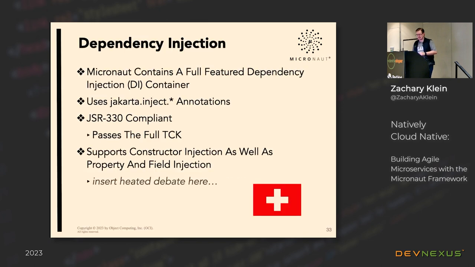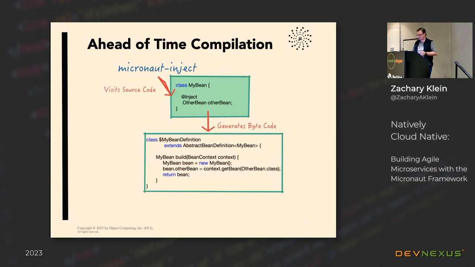Okay, let's talk a bit about dependency injection. So I mentioned that a couple times. One of the big core features of Micronaut is this full featured dependency injection container. We use the what was once javax.inject, now Jakarta.inject annotations. And Micronaut is fully compatible with JSR 330, which defines how to use these dependency injection annotations. And you can use the annotations directly like we saw, or you can use constructor injection. And we'll look at the comparison for that here.